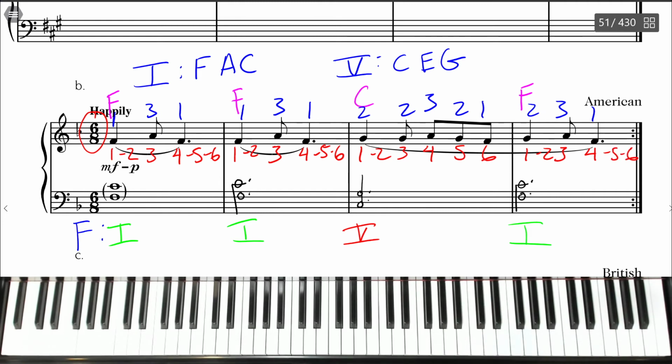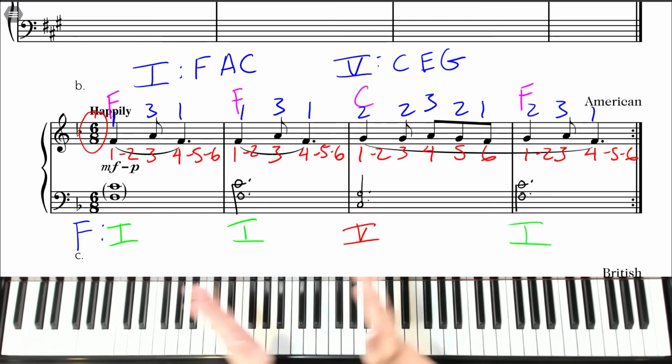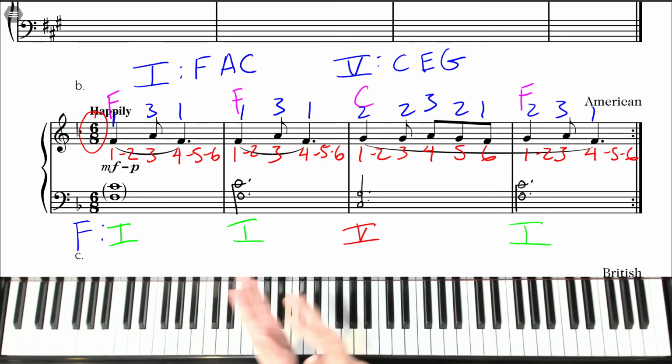Now that I've notated my counting, let's actually try clapping and counting this together. This is a way to isolate just the rhythms. Here we go. 1, 2, 3, 4, 5, 6. 1, 2, 3, 4, 5, 6.